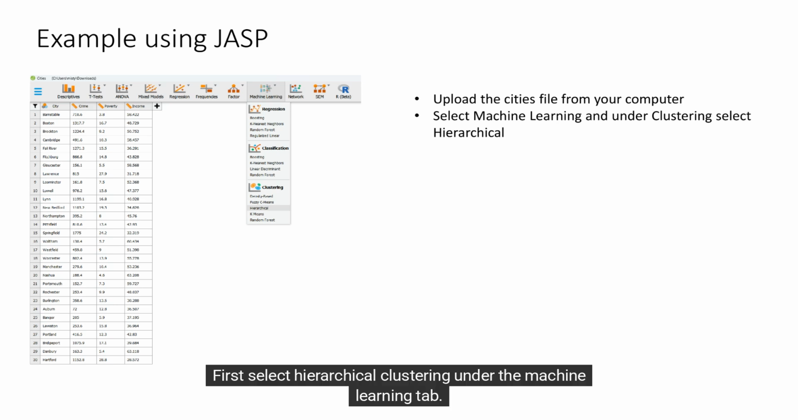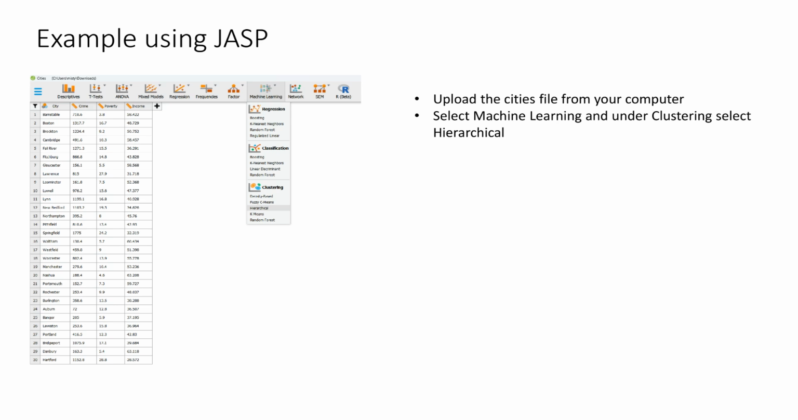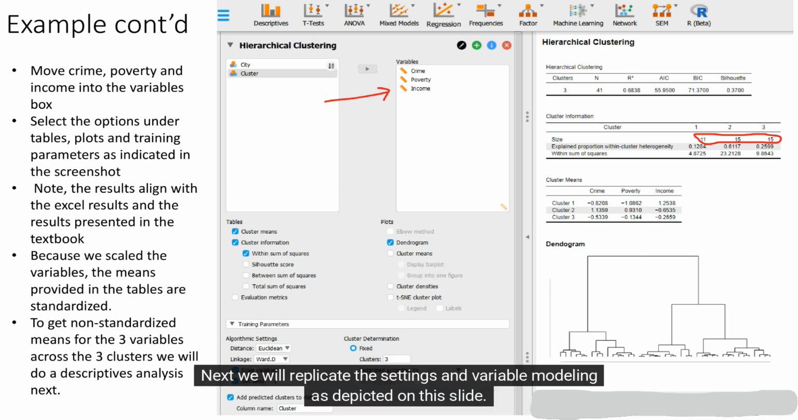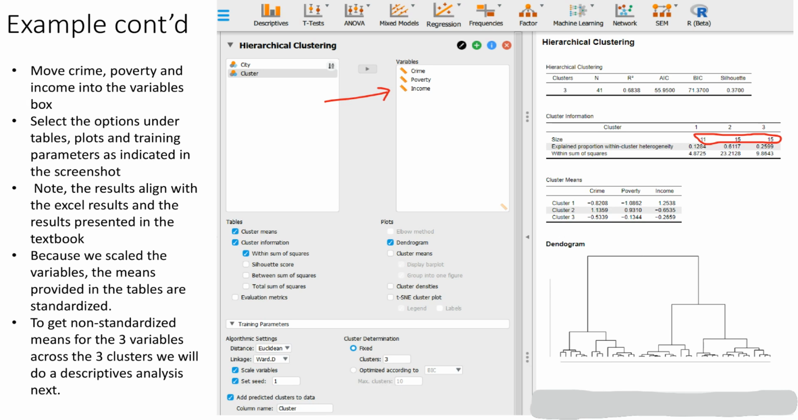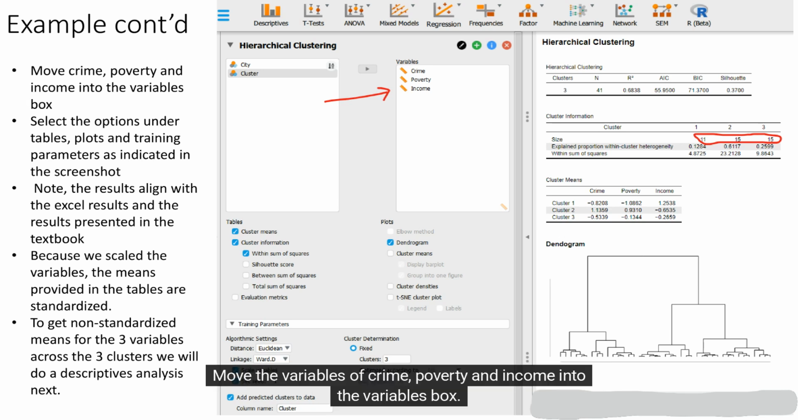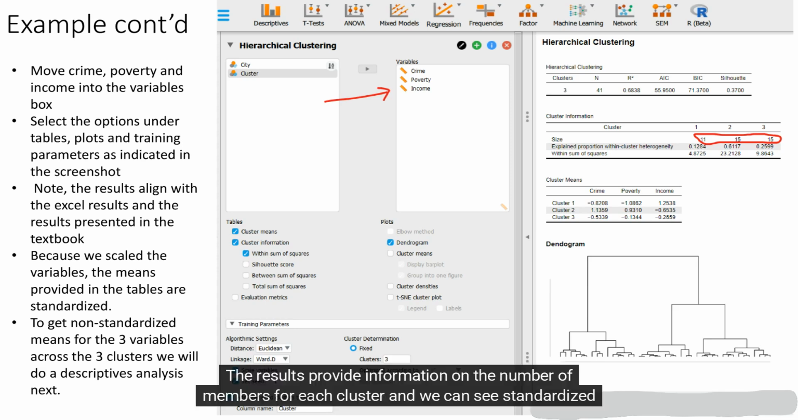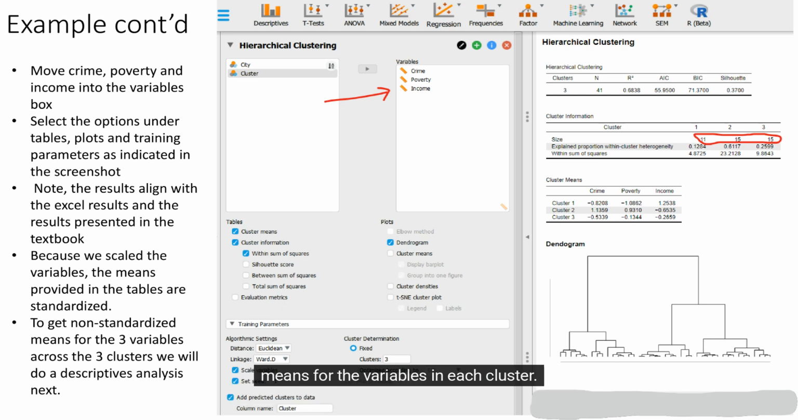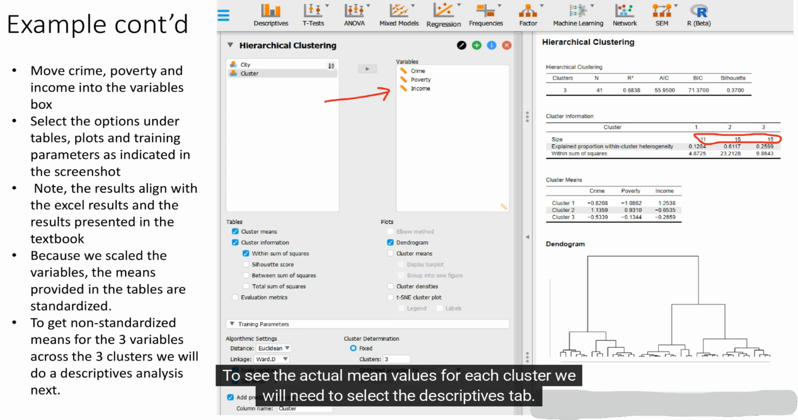First, select Hierarchical Clustering under the Machine Learning tab. Next, we will replicate the settings and variable modeling as depicted on this slide. Move the variables of crime, poverty, and income into the variables box. Then choose the appropriate options for tables and parameters. The results provide information on the number of members for each cluster, and we can see standardized means for the variables in each cluster. To see the actual mean values for each cluster, we will need to select the Descriptives tab.